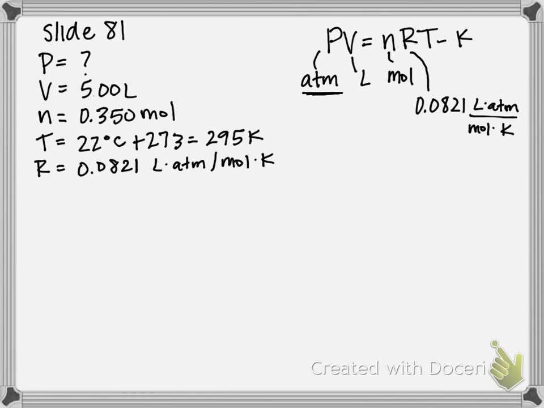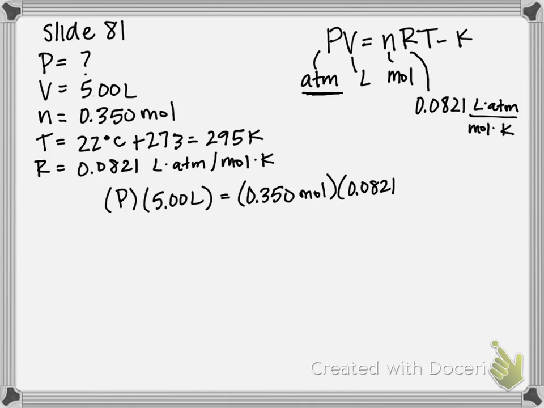So now that I have all my knowns written out, I know what I'm solving for. I can go ahead and plug them into the ideal gas law. So pressure, what we're solving for, times volume is equal to our moles times ideal gas constant with the correct units, and that is multiplied by our temperature in Kelvin.